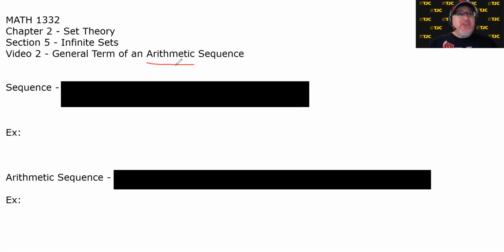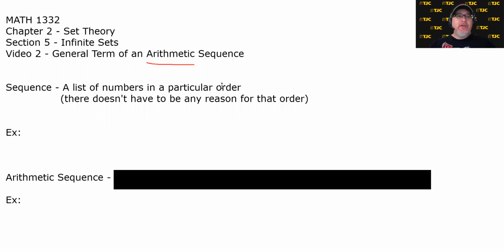So let's start with the definition of a sequence. Now, everybody kind of knows what a sequence is, but it does have a formal definition. This is not the formal definition, by the way. A sequence is a list of numbers in a particular order. There doesn't have to be any reason for that order. In case you're wondering, the specific definition of a sequence is the range of a function whose domain is the natural numbers, but we're not going to get into the definitions of all those words.